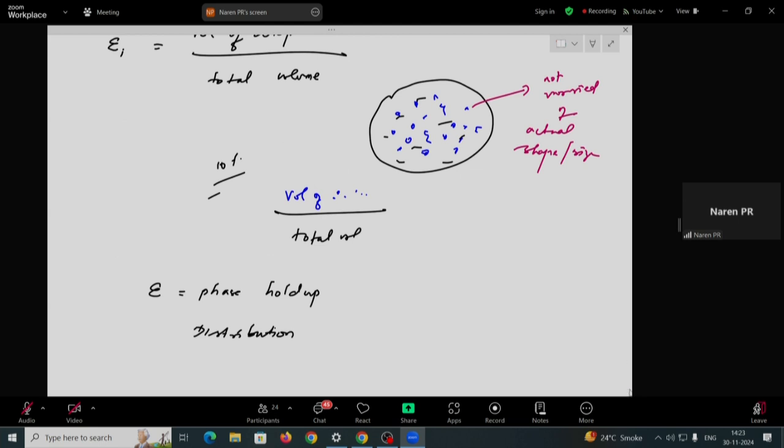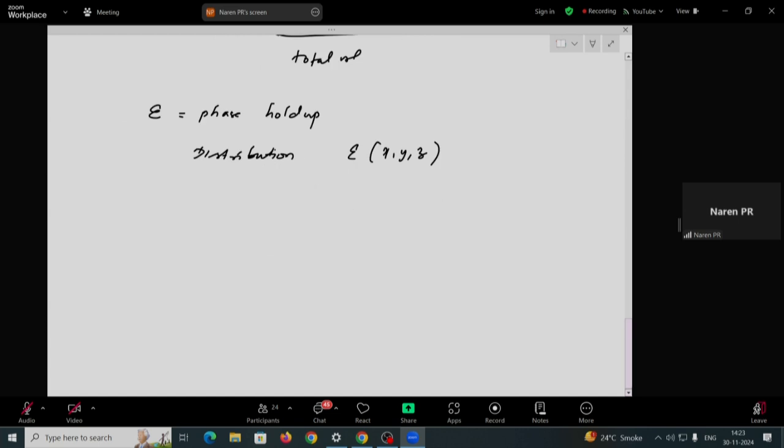Now, when I say distribution, I am not talking about size distribution. I am talking about how epsilon varies with respect to XYZ, with respect to position, how it varies.